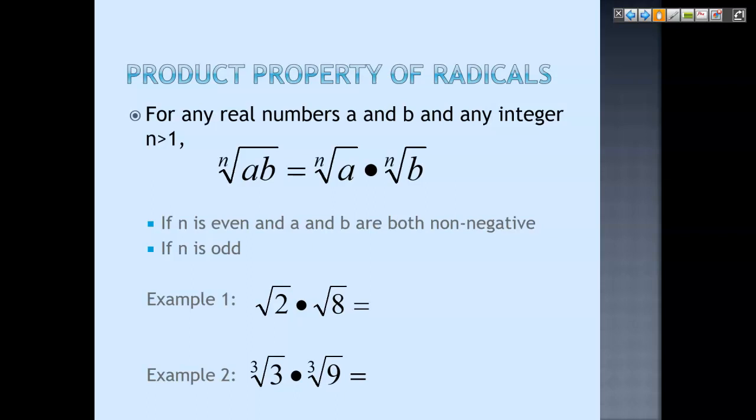If n is even and a and b are both non-negative, then we can do this. If n is odd, then it does not matter. And that's kind of what we were looking at with that problem on last night's homework. So for example, the square root of 2 times the square root of 8 can be rewritten as the square root of 16, and vice versa. The square root of 16 could be rewritten as 2 and 8. We could also rewrite this as the square root of 4 times the square root of 4. And we could also say that the square root of 16 is 4.